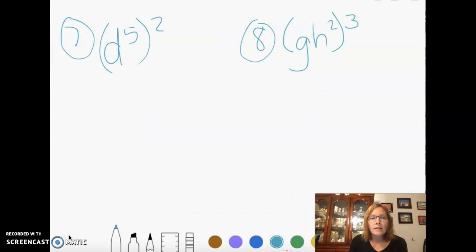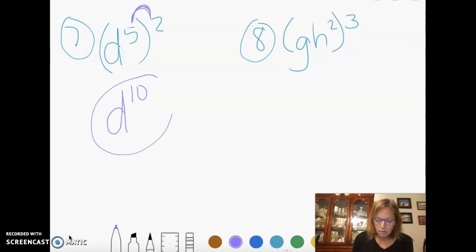Okay, so the next section is when you have an exponent on top of other exponents. So when it's outside of the parentheses, what you're going to do is multiply it onto everything inside the parentheses. So for my first example, I just have one variable inside the parentheses, d to the 5th, and then squared. So I'm going to multiply these two exponents, write the base, and then 5 times 2 is 10.